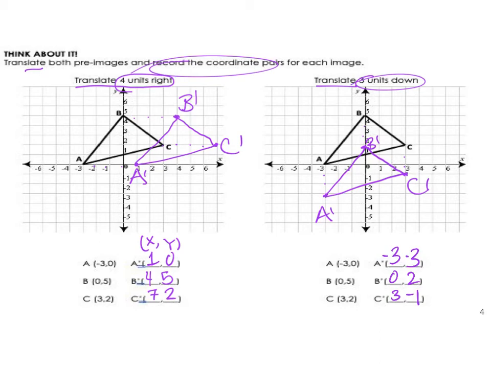Now, on the next set of slides, or the next slide for you, you need to explain to me what happened to our X coordinates and our Y coordinates when we moved right and then when we moved down. So what you're going to do, let me switch colors. What you're going to do is when you move to the right, look at these ordered pairs and then look at these ordered pairs. And what do you notice? What's changing? What's staying the same?